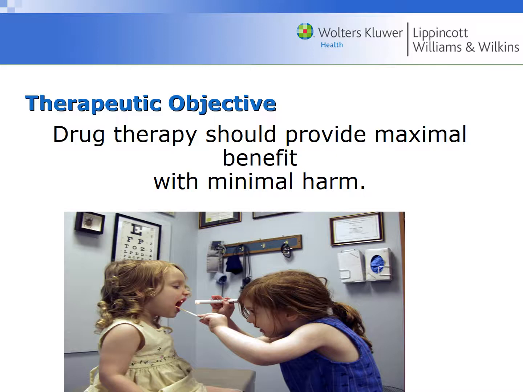So that's kind of what we're going to be talking about today, and this is one of my favorite parts of pharmacology. So hopefully it's going to be very important that you understand these concepts for sure. And you see the little girl there looking into the throat of another little girl, and probably a sister. And we want to prevent harm to the patient. That's our main thing: minimal harm and maximum benefit.